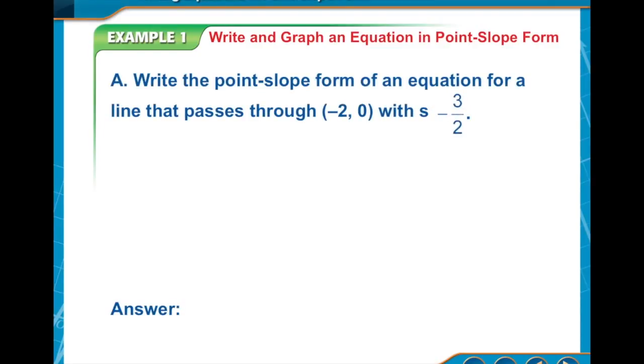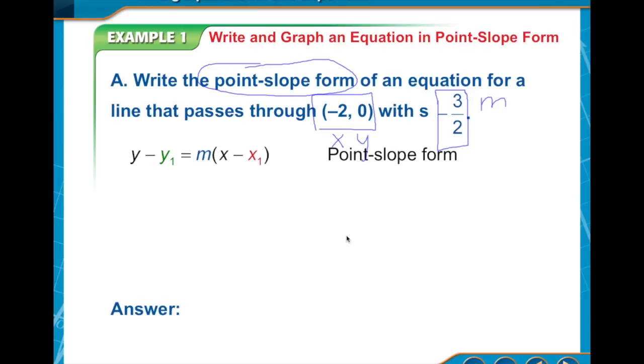So first example. We want to write in this new form we're talking about, that is point-slope form. And we know what that is. We wrote that down. We are given here this point, -2, 0, and it has a slope of -3/2. So there's my m, my slope, and here I have a point, an x and a y value. So how do we write this? Where do we go from here?